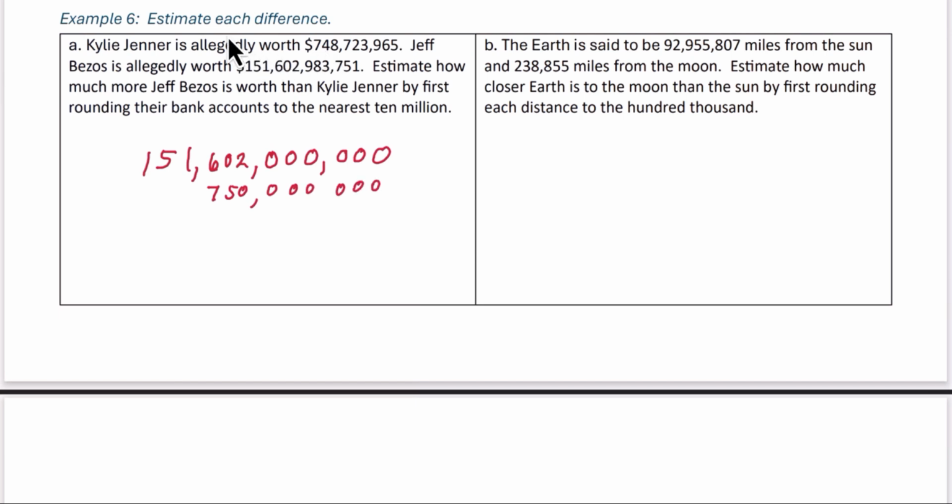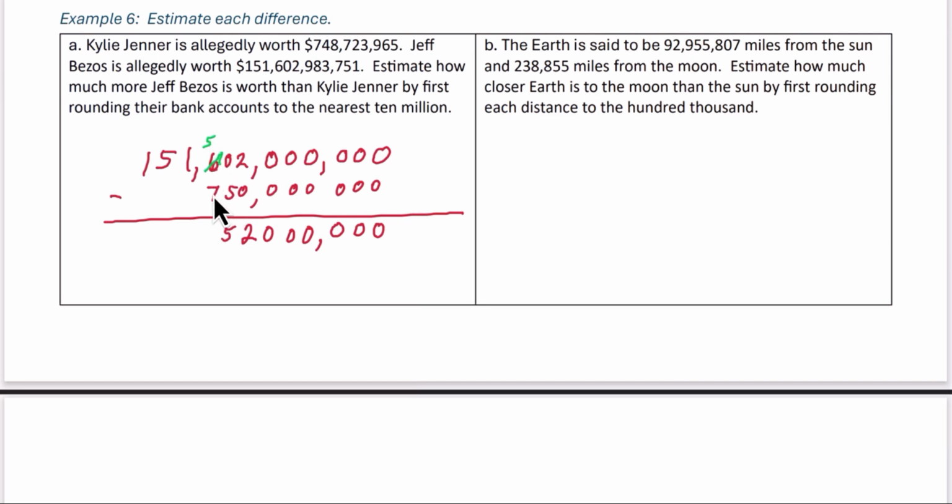And remember, the directions wanted us to estimate each difference. We're trying to figure out how much more Jeff Bezos has. So we're going to subtract. 0 minus 0, those are simple, 0, 0, 0, 0, 0. Then 2 minus 0 is 2. 0 minus 5. We can't do that, so we need to borrow from the 6. 6 becomes a 5, and we put a 1 beside the 0. We now have 10 minus 5, which is 5.